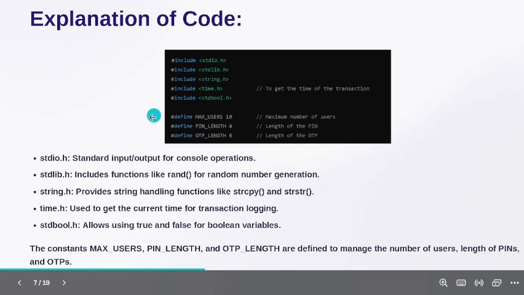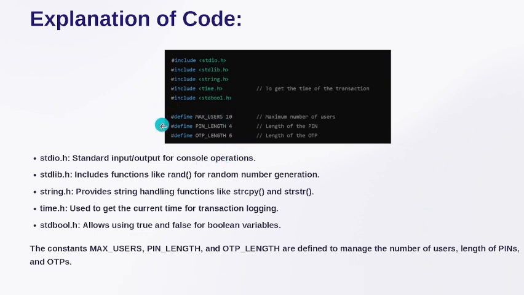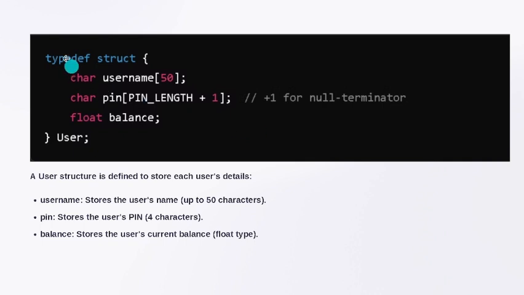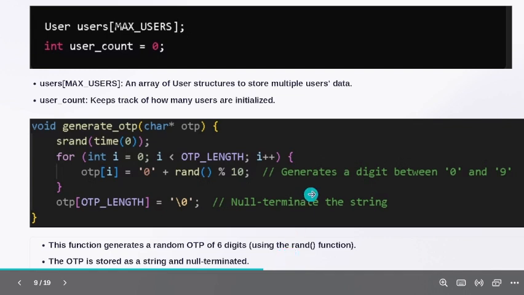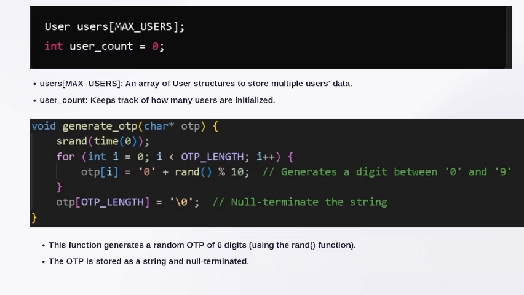And these define statements ensure the maximum users up to 10, PIN length up to 4, and OTP length up to 6. Typedef structure: the structure name is user, and in this particular structure username, pin, and balance are saved. Now, the user maximum is an array of users to store multiple user data. This particular code generates a random OTP of 6 digits as I have written, and the OTP is stored as a string and it is null terminated.